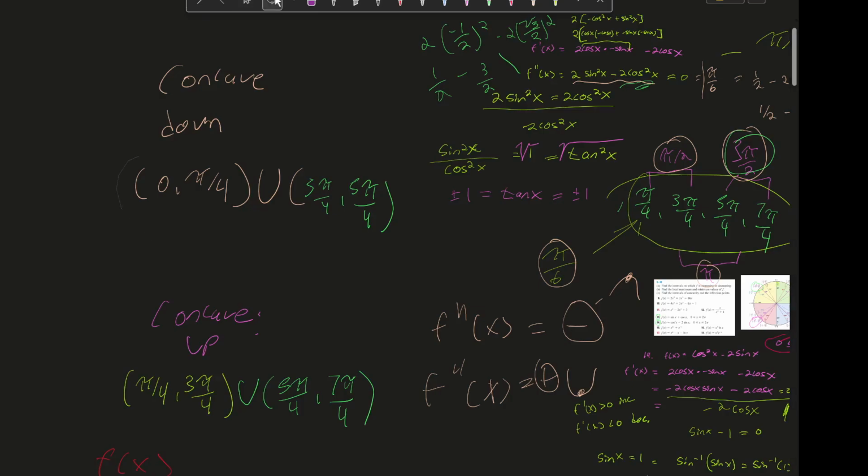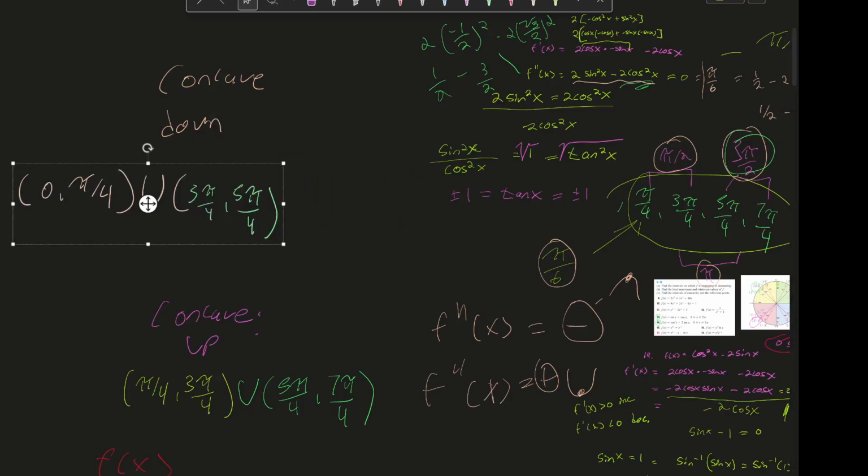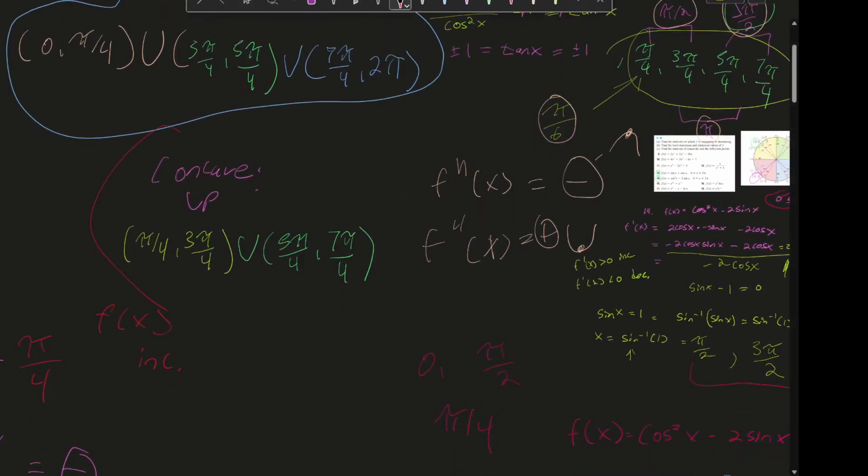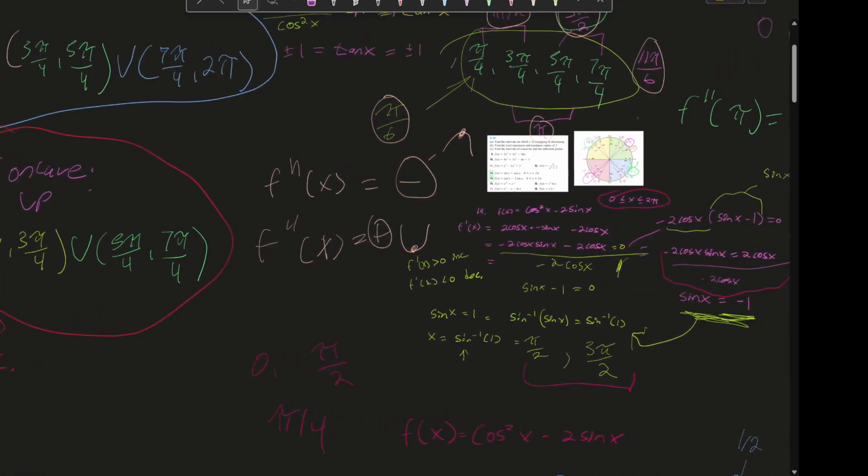So maybe move this over a little bit. Union, 7 pi over 4 to 2 pi. So these are your concave down intervals right here, and this is your concave up interval.